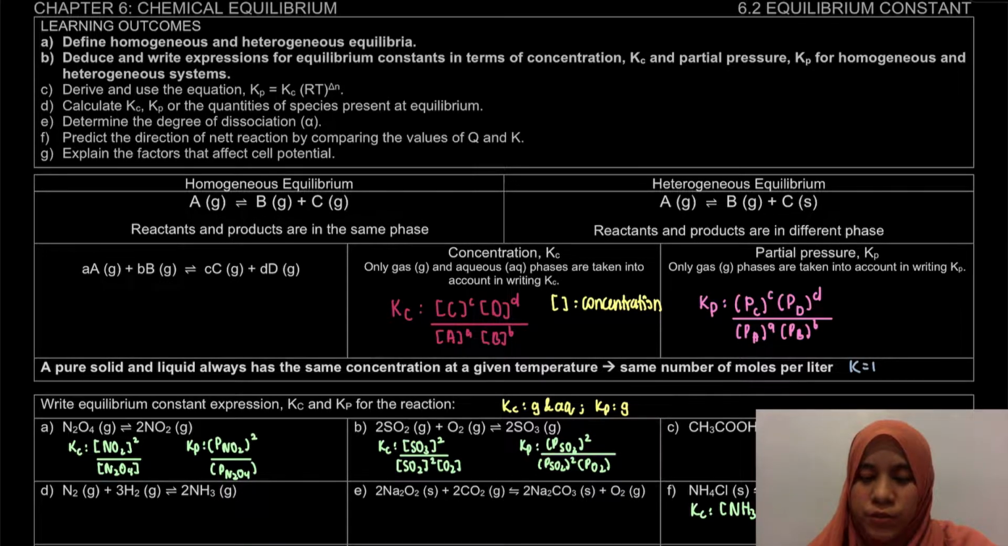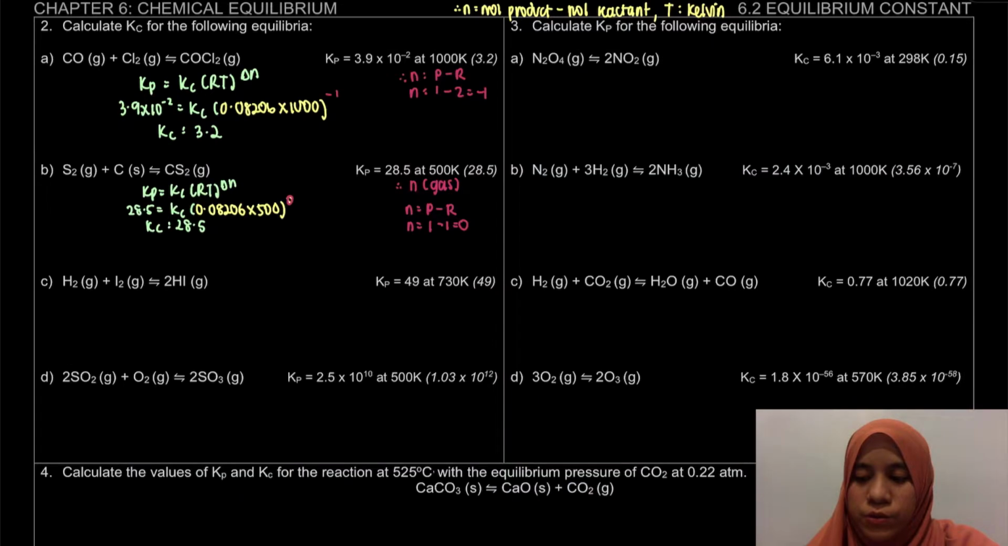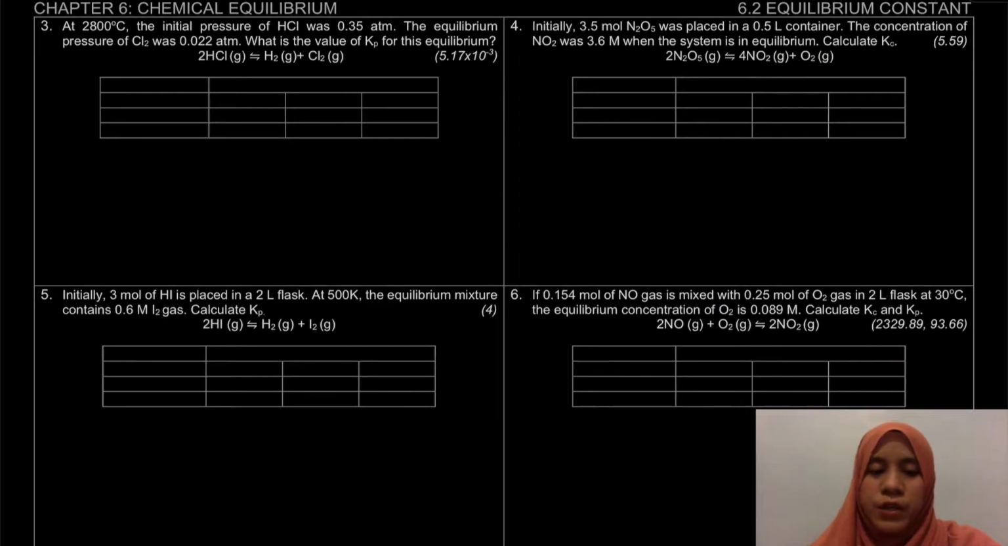In this video, we will continue to calculate Kc, Kp or the quantities of species present at equilibrium. So right now, let's look at your notes on page 8. Okay, so we're going to look at, for example, number 5.